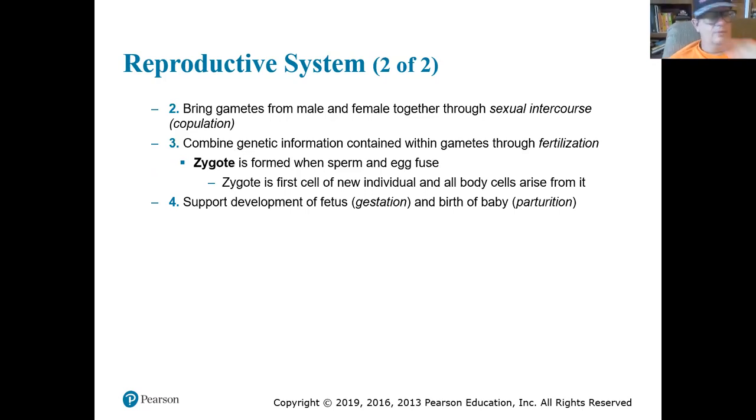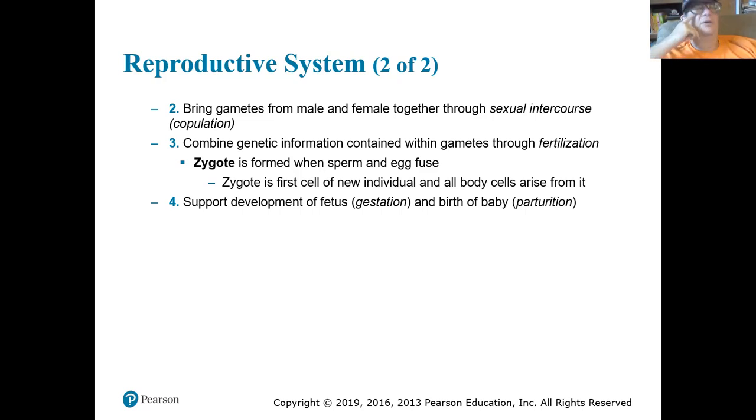All right, so we bring the gametes together through intercourse. That's cool. It says combine the genetic information. When an egg and a sperm fuse, we call this a zygote. The zygote is the first cell of the new individual.